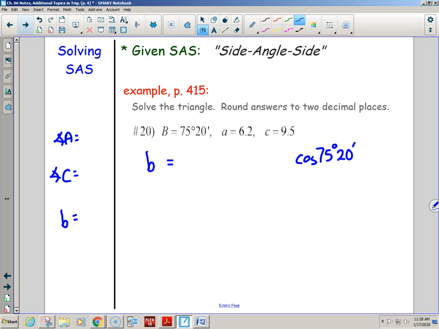Your law of cosines have bookends, right? Whatever side is here is whatever angle is here. So if you have angle B, I know I have to have side B there. If I have angle C, I know I have to have side C there. That's what helps me as far as formulas.